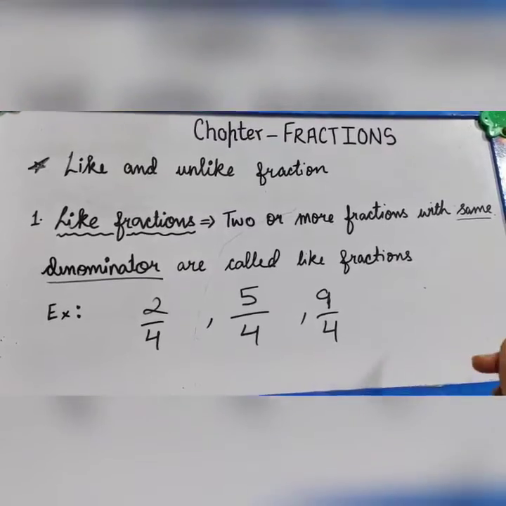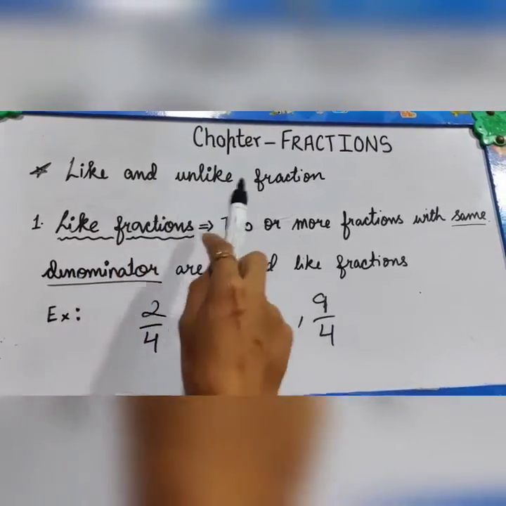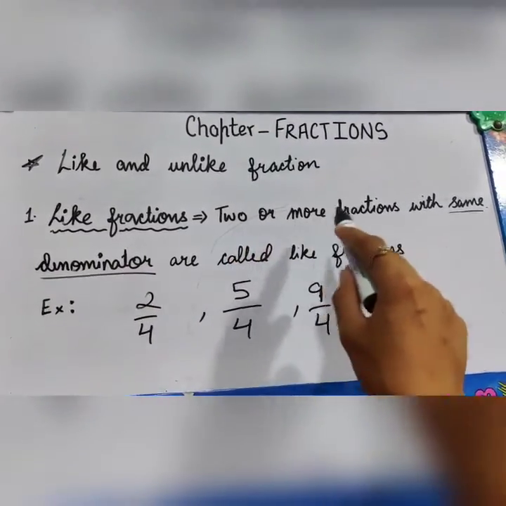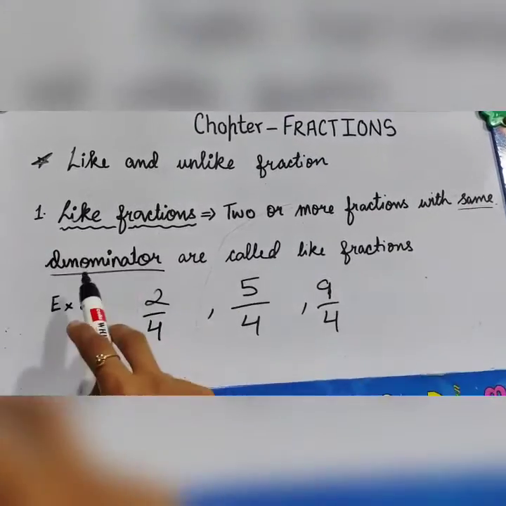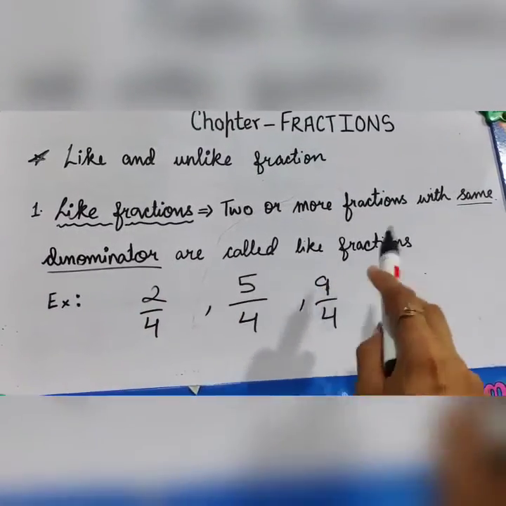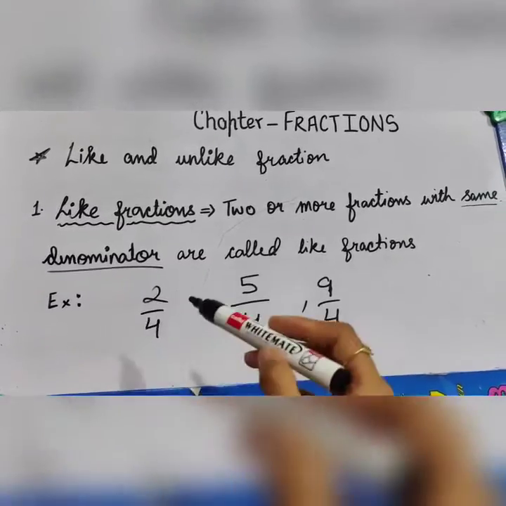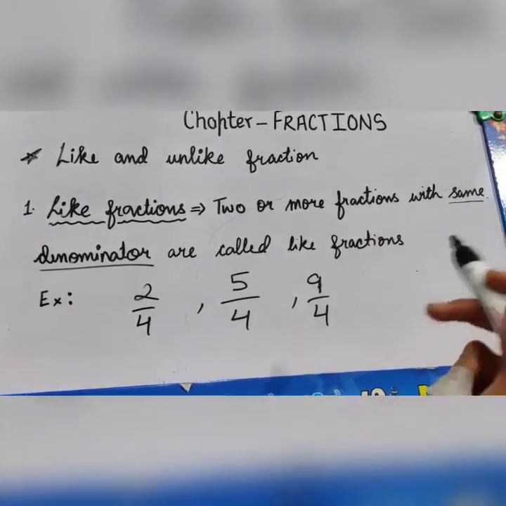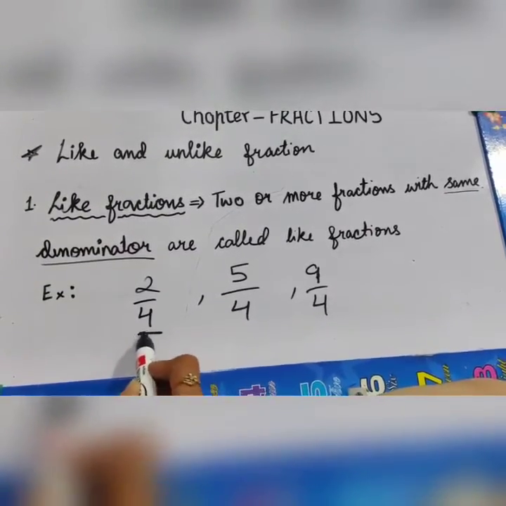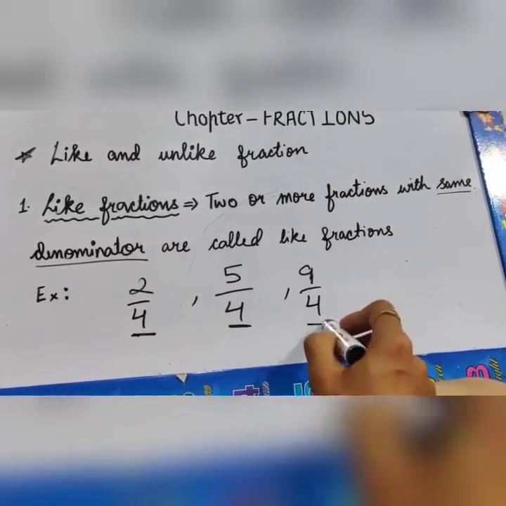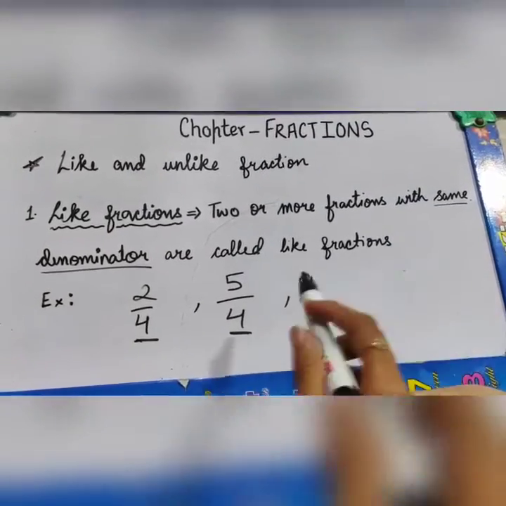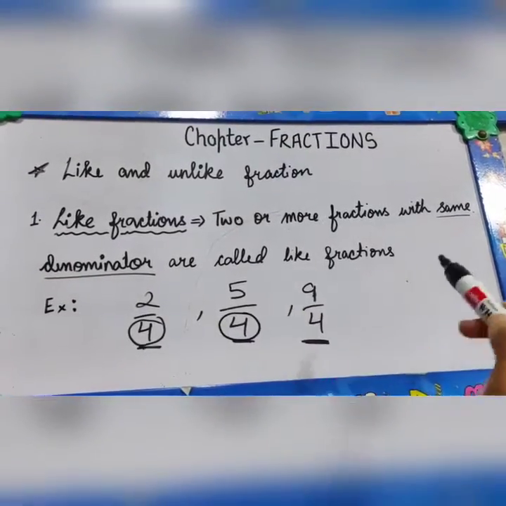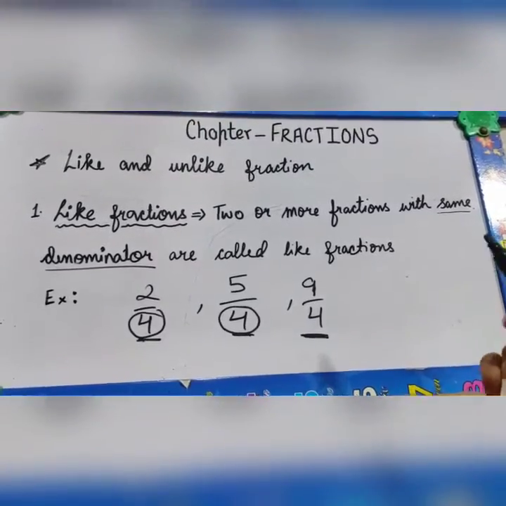Now let us start with our second topic, like and unlike fraction. First let us understand like fractions. 2 or more fractions with same denominator are called like fractions. See these examples: 2 by 4, 5 by 4, 9 by 4. What is similar in this? That they have the denominator 4. All the fractions have the denominator 4. So whose denominator is always same, they are like fractions.